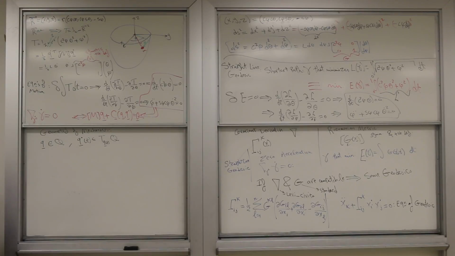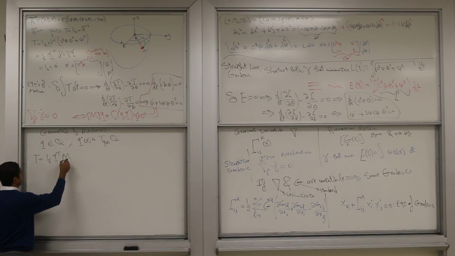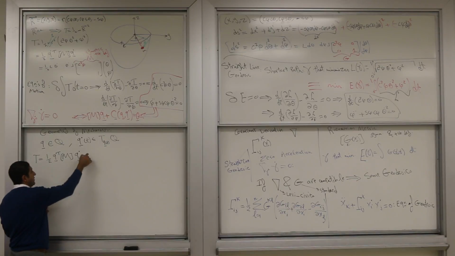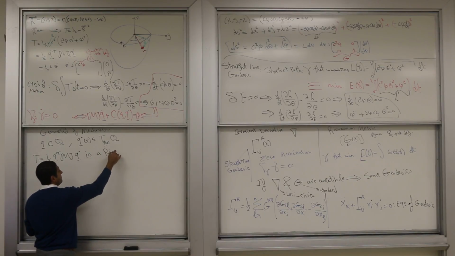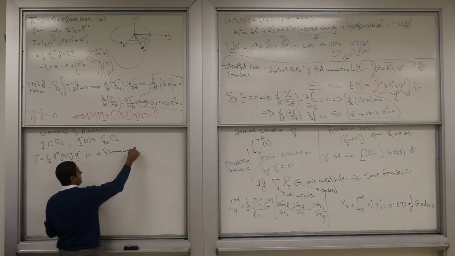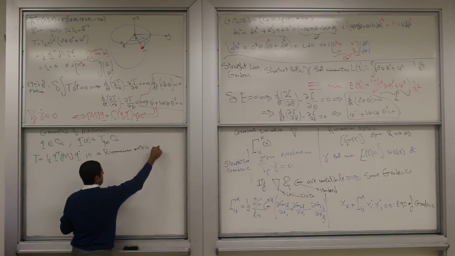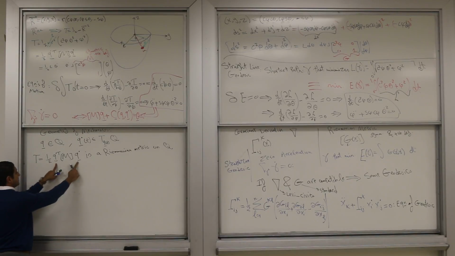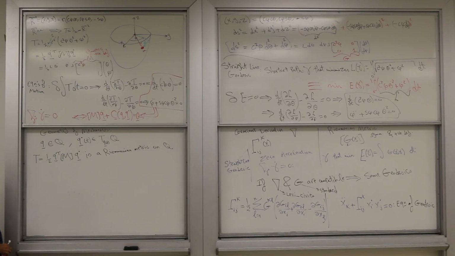Correct? Our kinetic energy, the mass matrix, q dot, our kinetic energy is simply a Riemannian metric on this manifold. Why? Because it takes two velocities and gives you a real number. What is the matrix? The matrix G of the Riemannian metric is simply the mass matrix.